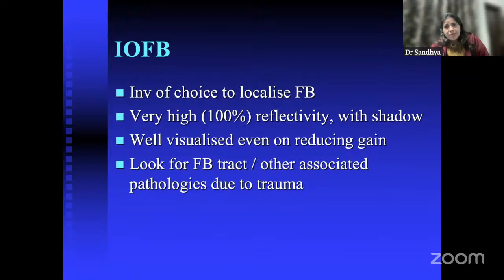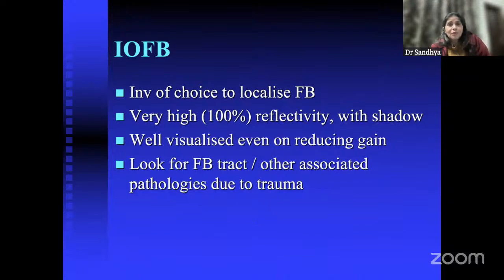So ultrasound is the best investigation for localizing the foreign body. And foreign bodies typically have very high reflectivity with shadowing. If there is a foreign body in the vitreous cavity, the reflectivity will be very high. The moment you reduce the gain, you stop seeing all other structures in the eye, and you see only the foreign body. The foreign body shines like anything. And there's a shadow behind it, there's a tract behind it. Sometimes you can even localize the tract in the vitreous cavity from where the foreign body has gone inside, from any of the sides.